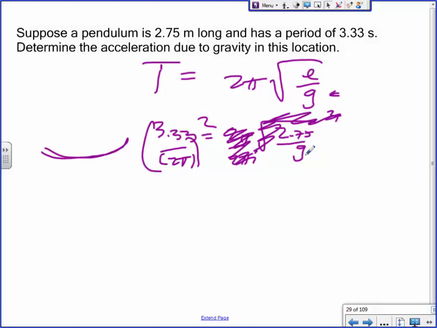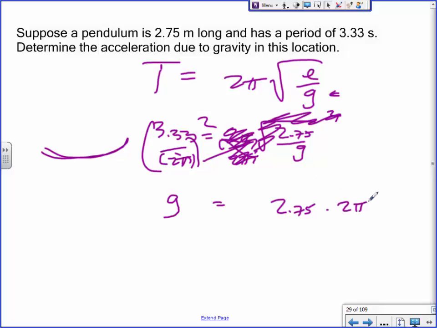Now you have g on the bottom of the fraction. We don't want g on the bottom, we want g on the top. So you can approach this a few different ways, but my favorite would just be to take all of this stuff and cross multiply it in a way. So I'm going to bring g up to the top of this side over here. I don't want this 2 pi on the bottom here, though. So I'm going to bring this 2 pi from the bottom and bring it up top over there.